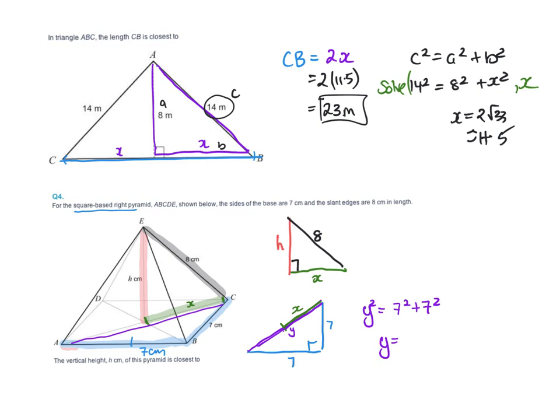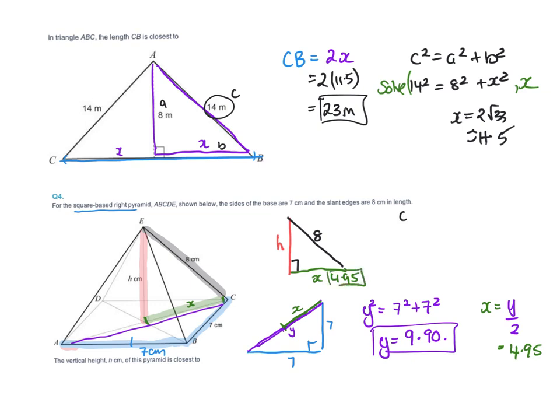Just going to do that. So I get 9 point, I'm just going to round, say 9.90. Okay, so we get Y. Now X is half of that. So X equals Y divided by 2. So X equals 4.95.